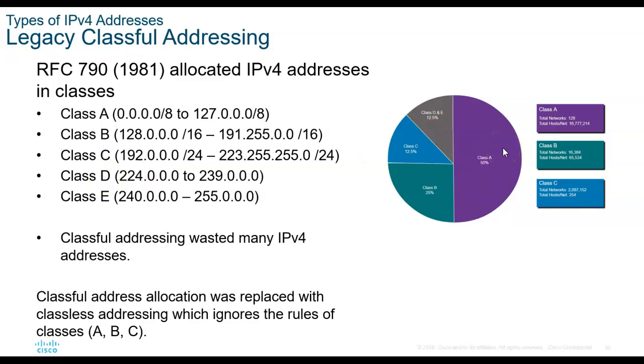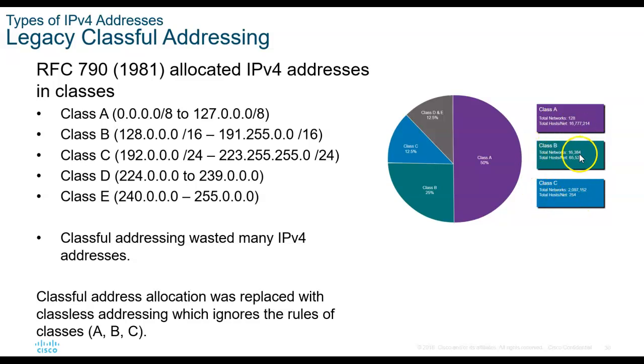So class A has 128 networks, but it has 16 million hosts per network. And then class B has 16,384 networks, but we have 65,534 hosts per network. So these are hosts per network. And then finally, class C, we have the most networks. We've got 2 million networks. And then we have only 254 hosts per network.